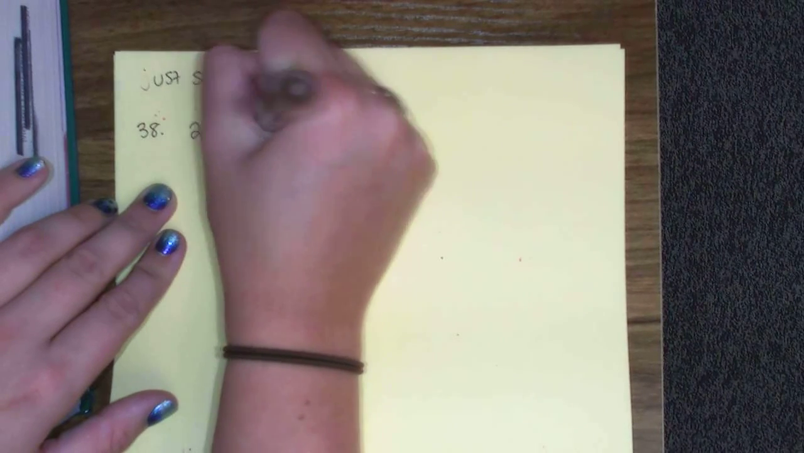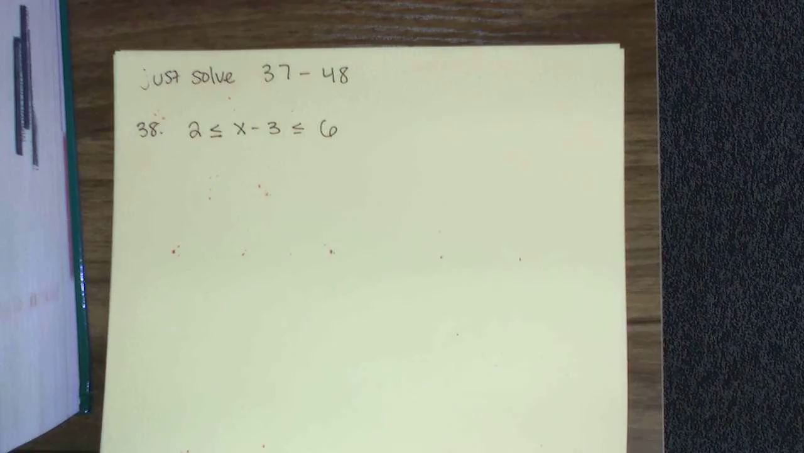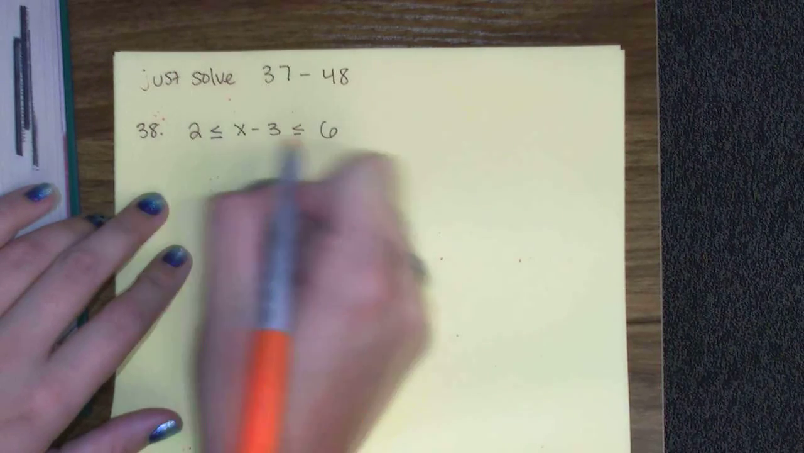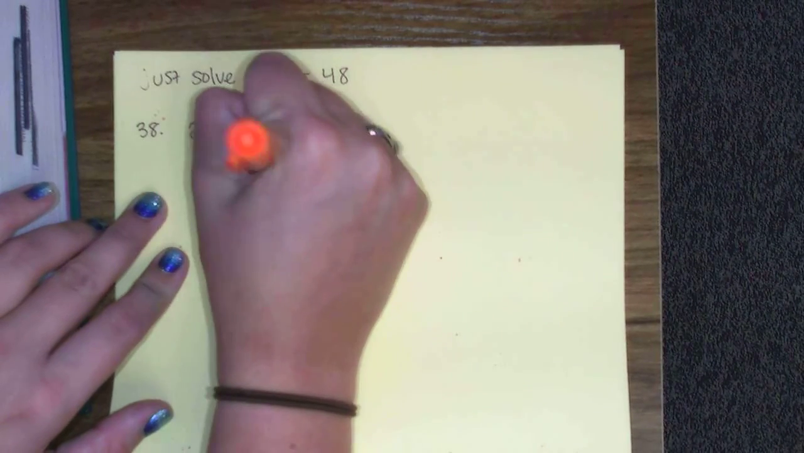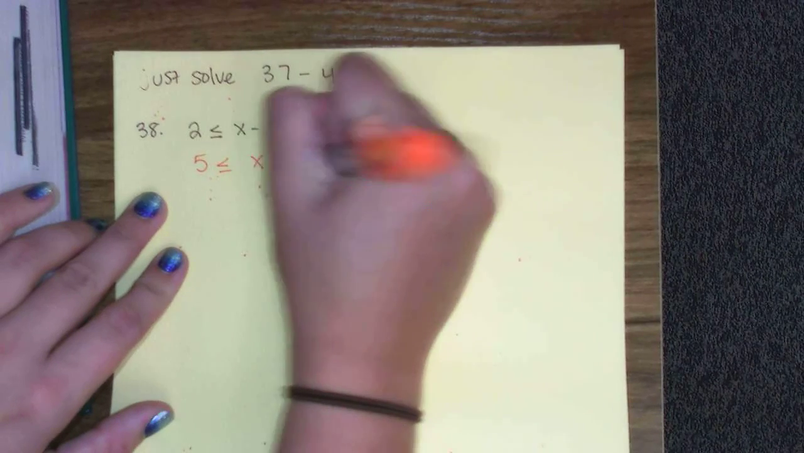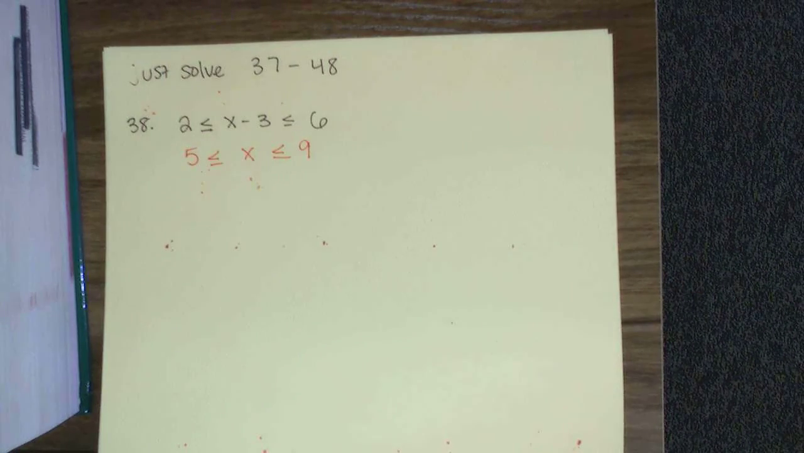Let's see. 38. We have 2 is less than or equal to x minus 3 is less than or equal to 6. Ideas on what I'm supposed to do here to get x by itself in the middle? Add 3 to both, okay? So if I do it to the left side, I have to also do it to the right side. So I'm adding 3 to both, so I'm ending up with 5 is less than or equal to x, less than or equal to 9. 6 plus 3 is 9, correct?